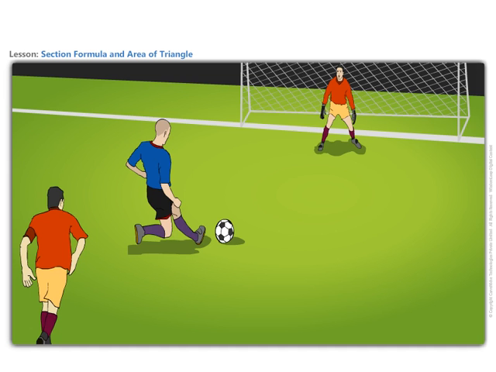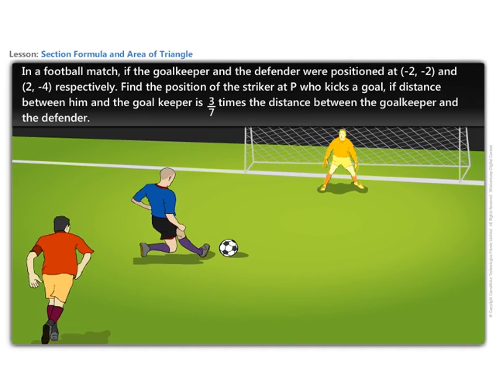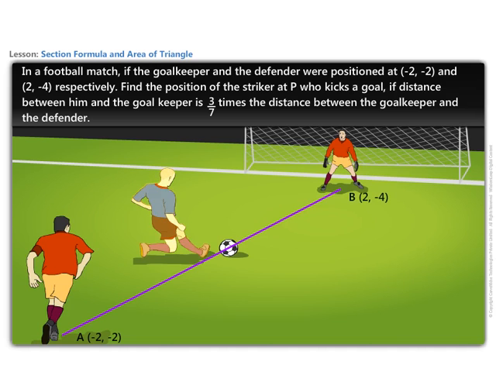Now, let us solve some real-life problems using the section formula. In a football match, the goalkeeper and the defender are positioned at (-2, -2) and (2, -4) respectively. Find the position of the striker at P who kicks a goal, if the distance between him and the goalkeeper is 3 by 7 times the distance between the goalkeeper and the defender.